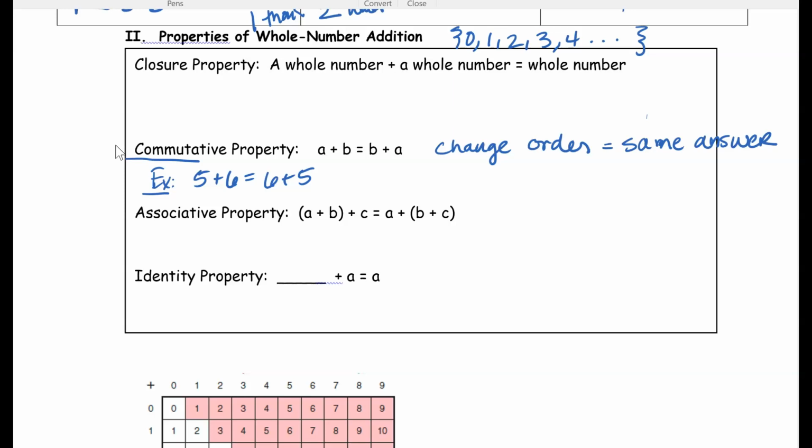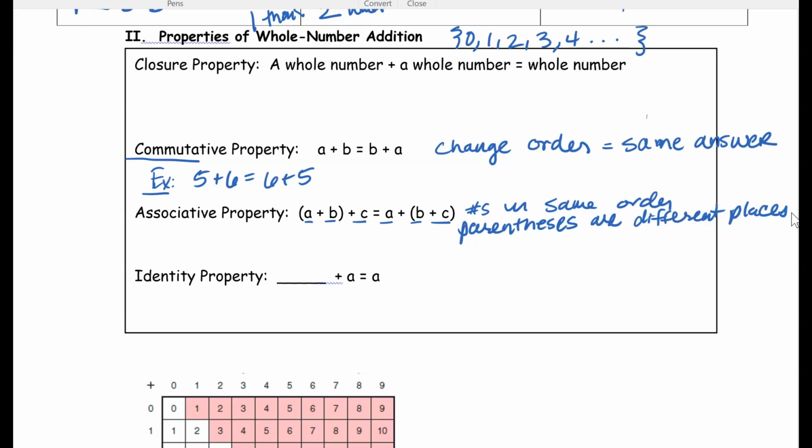So associating with people, think of groups or parentheses. It means that you can change the order of the parentheses and it doesn't change the answer. So you could have, notice that A, B, C, A, B, C. Numbers are in the same order, but the parentheses are in different places. Okay, but we get the same answer.